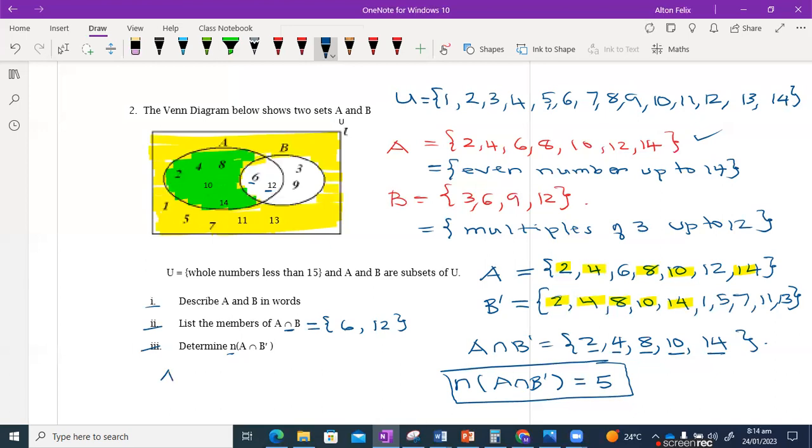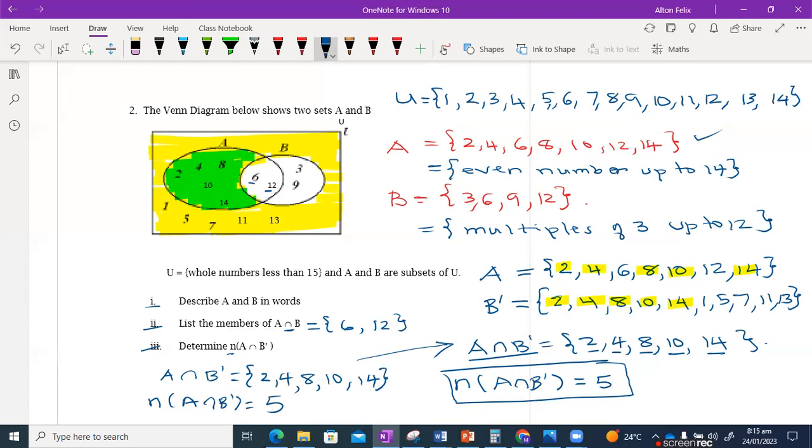So from the diagram, A intersecting B complement would be the numbers 2, 4, 8, 10, and 14, which is basically what we have across here. 2, 4, 8, 10, and 14 right here. And of course, the answer will remain the same. The number of members in A intersect B complement will therefore be 5.